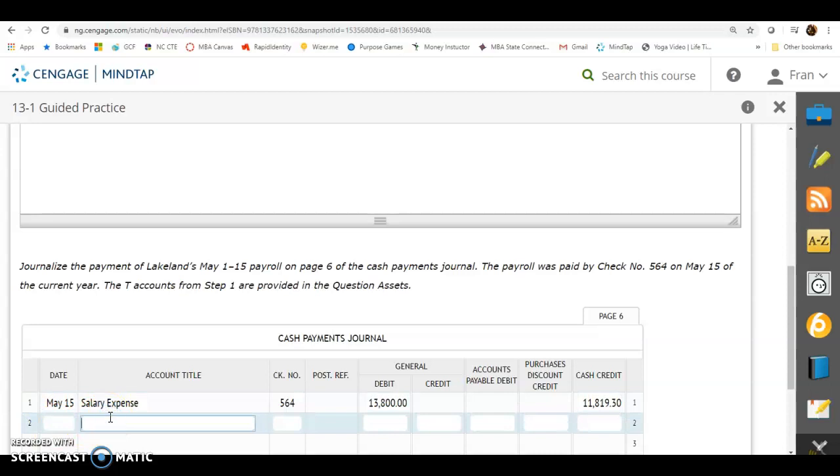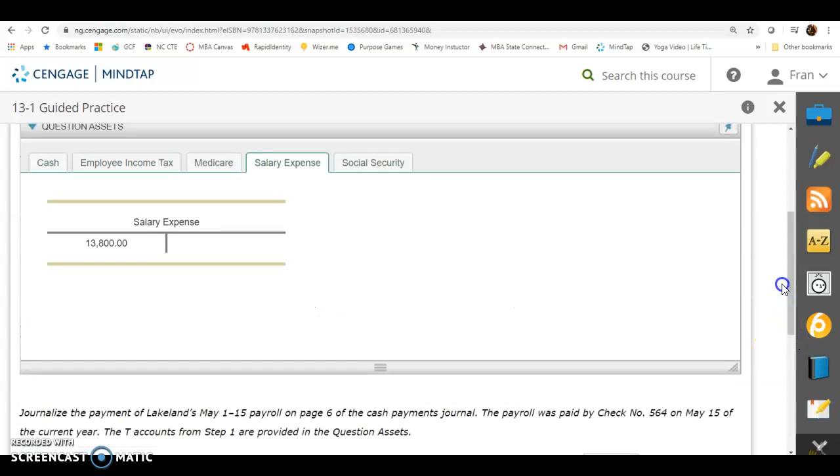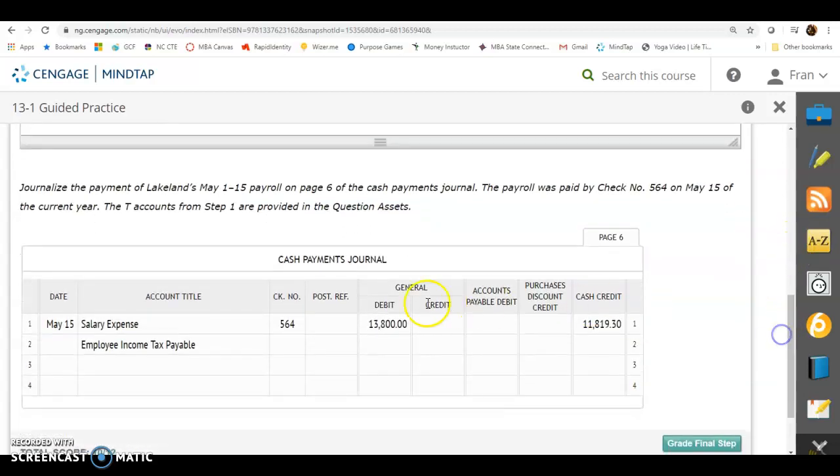All right, so what we've got to account for is the difference between these two amounts, which is all our taxes. So we're going to go through there and say employee income tax payable. I'll go up here and see what that was. That was $925. And if you remember, that was a credit because it's payable.